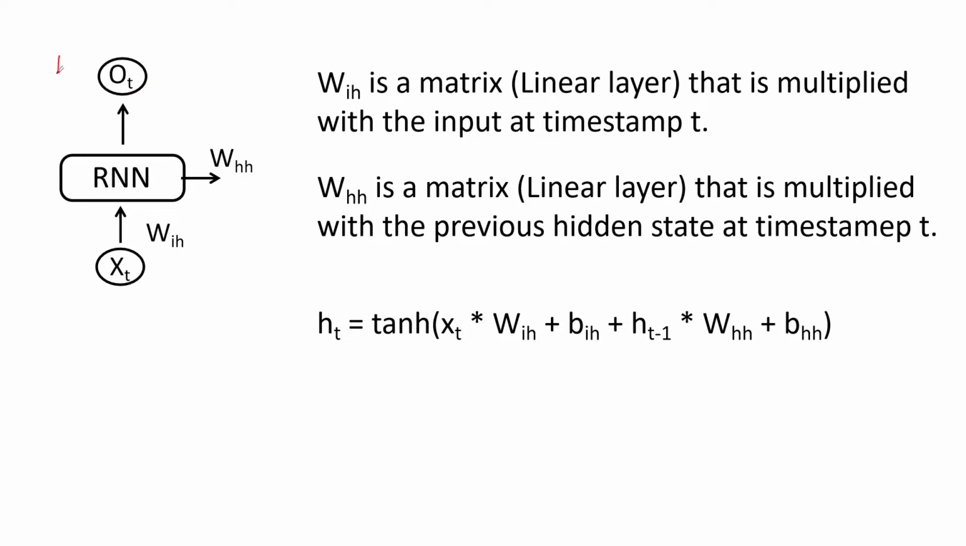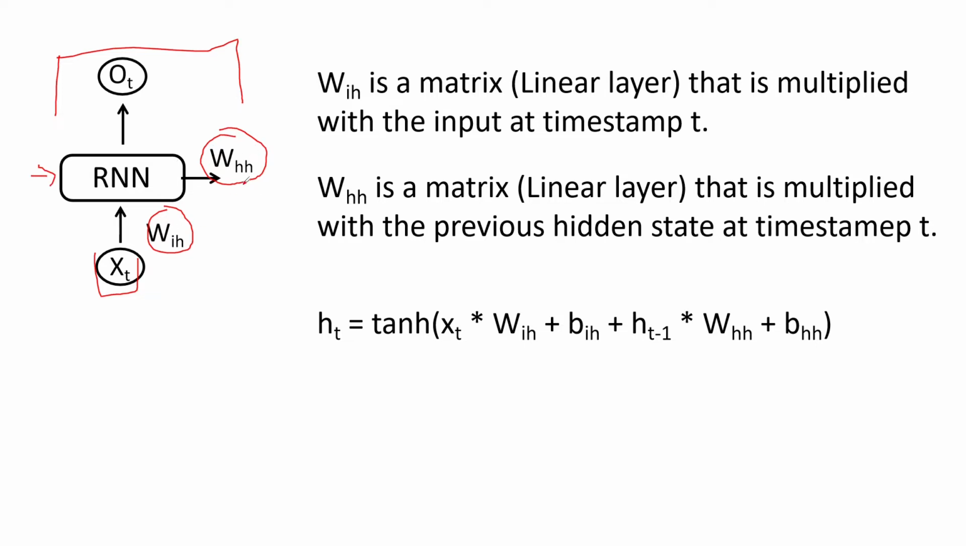Again, this is the cell that you can see. Now the important thing to note here is that this weight WIH symbolizes input to hidden, and WHH is from hidden to hidden. What happens is, let's say you are given an embedding or any sequence as x of t, then it will go over here and it will be multiplied with this weight, and then the hidden state that comes from here will be multiplied by WHH.